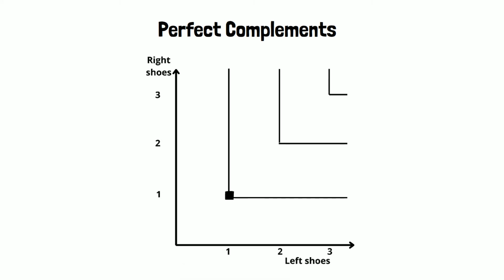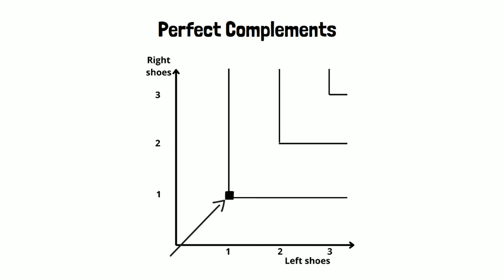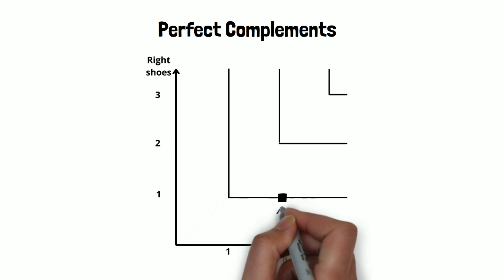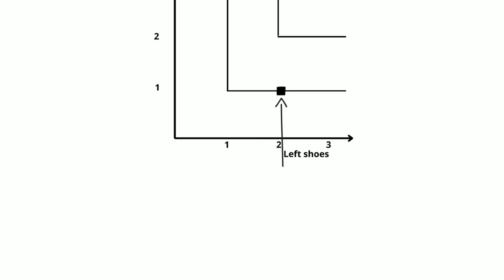Take a look at this point for example, where you have 1 left shoe and 1 right shoe. If I give you 1 more left shoe, you will go to this point on the indifference curve. Your utility will not increase because you don't have an extra pair of shoes, just 1 more left shoe. For this reason, the indifference curves are L-shaped.